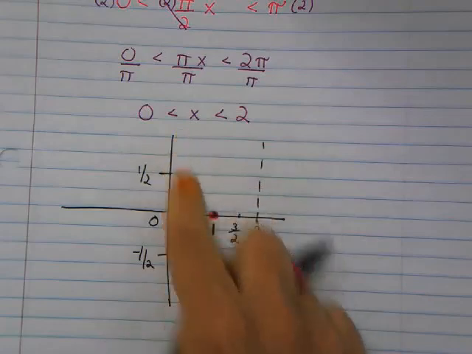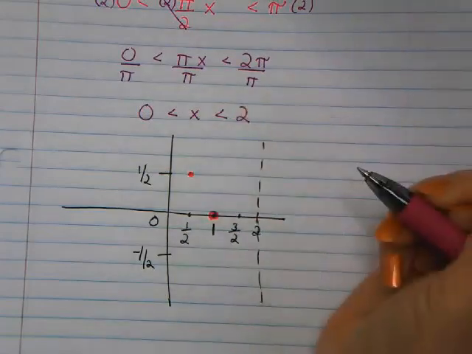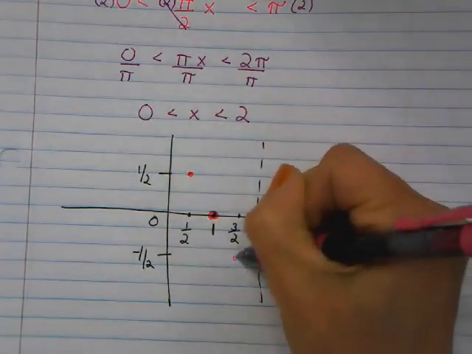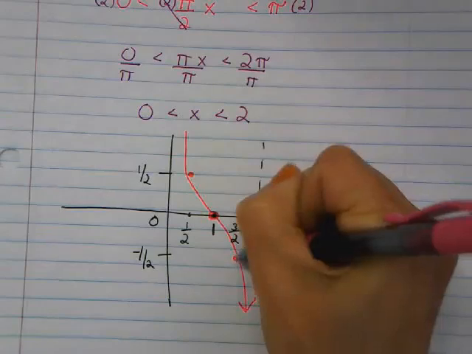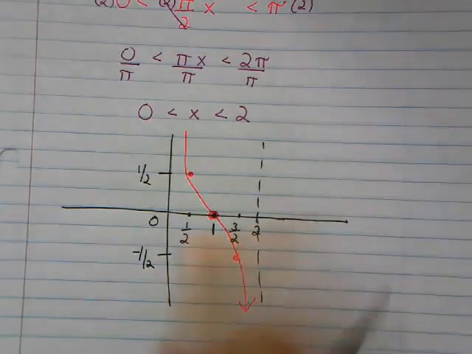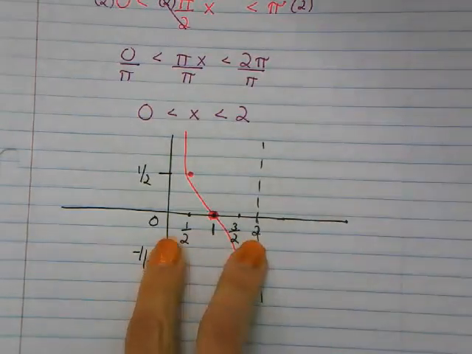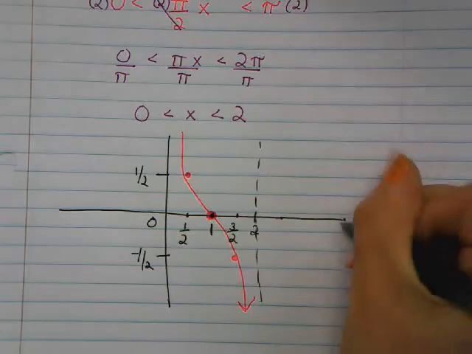Now I'm going to do one more. I need to repeat this. I'm at 2 is what the interval took me. So do you agree that my next interval would be at 4? Halfway between 2 and 4 is 3. And now draw your other curve.